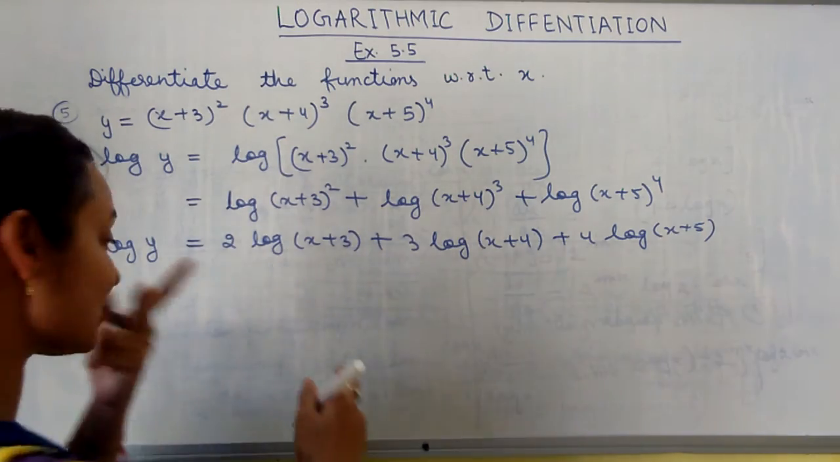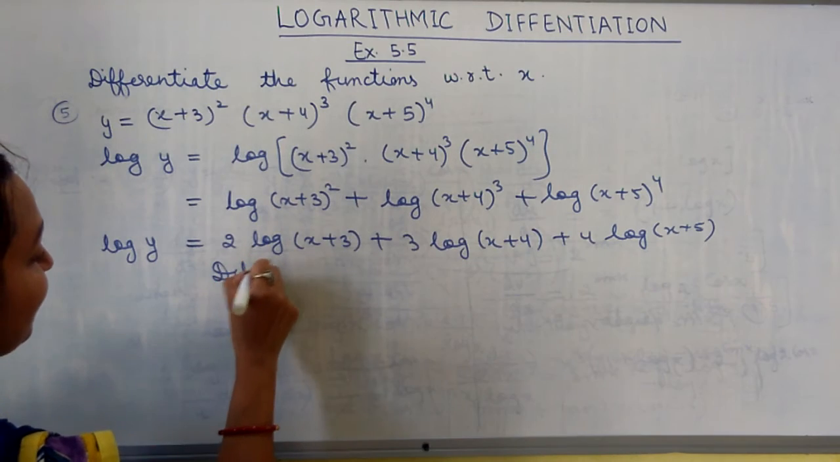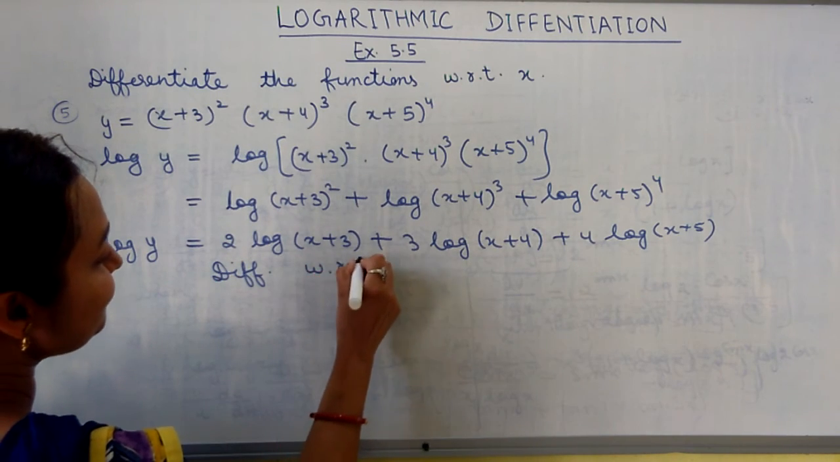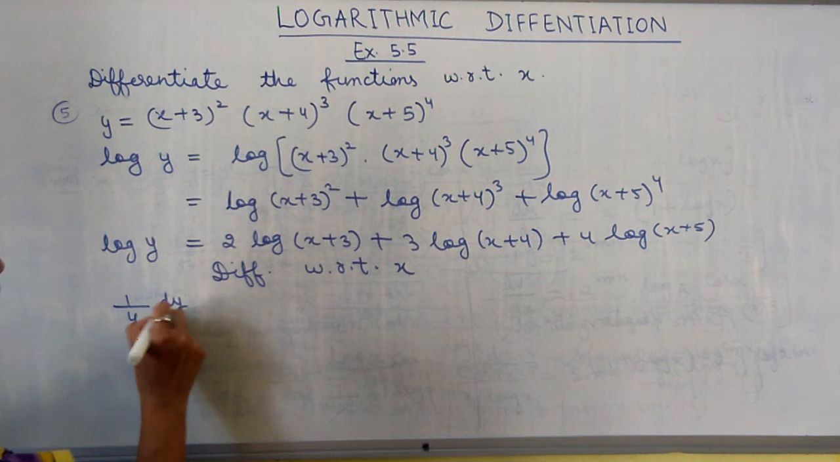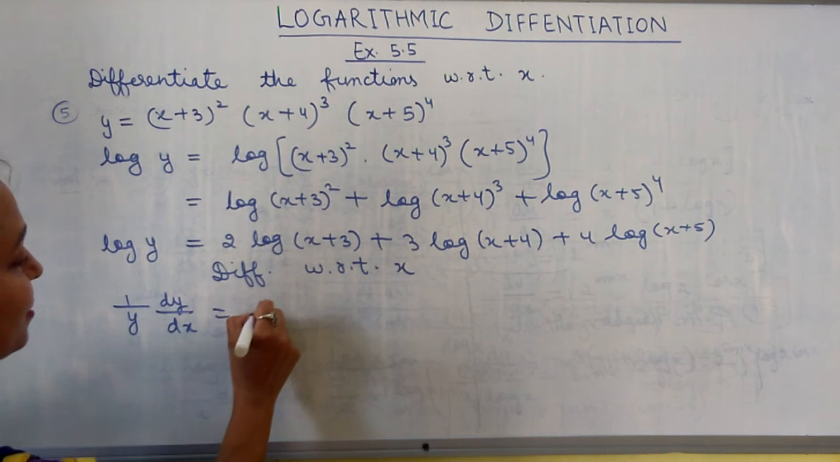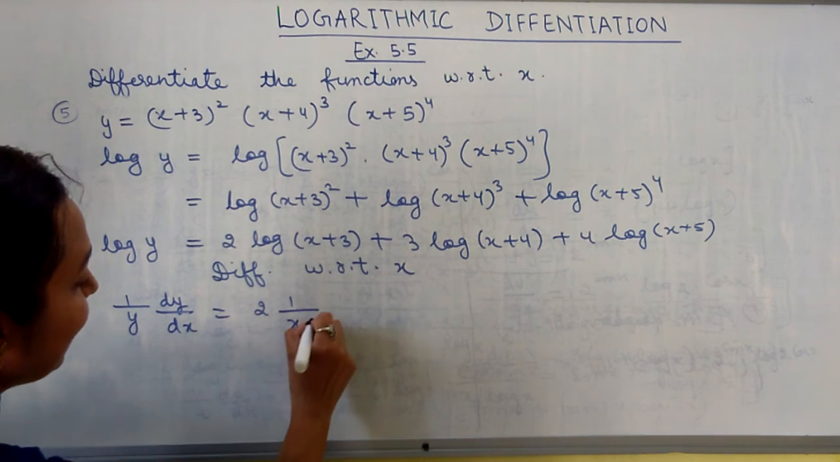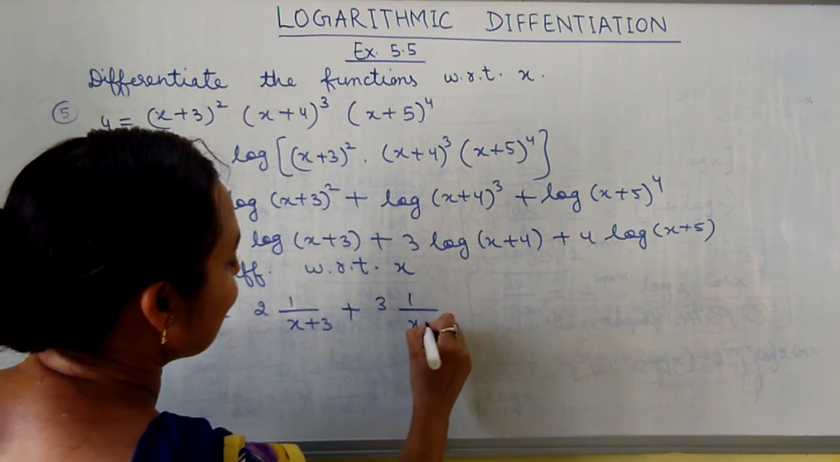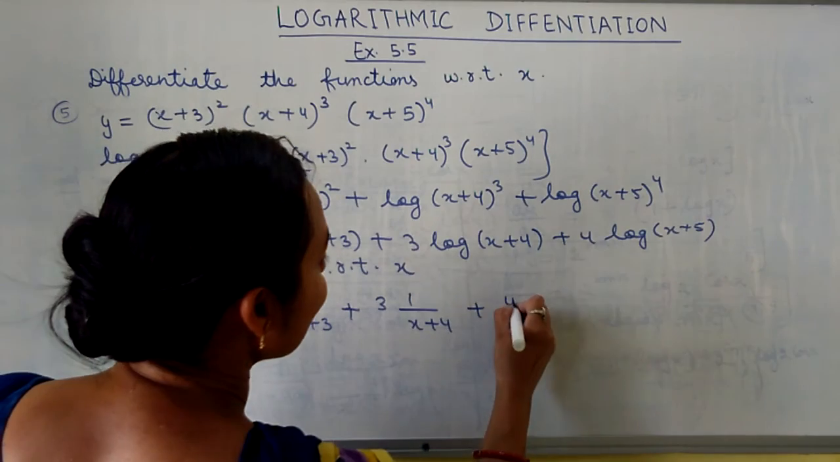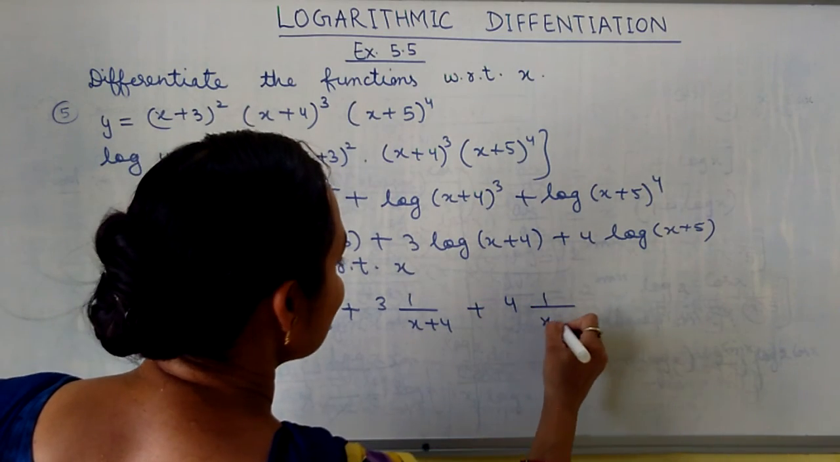Now, apply the differentiation. Differentiate with respect to x. When you differentiate, 1 upon y dy upon dx is equals to 2, this is 1 upon x minus 3, plus 3, this will be 1 upon x plus 4, plus 4 and 1 upon x plus 5.